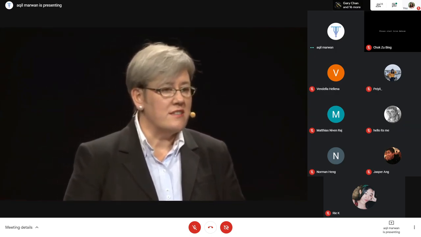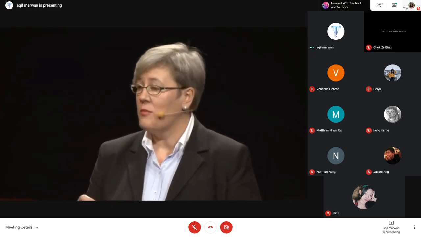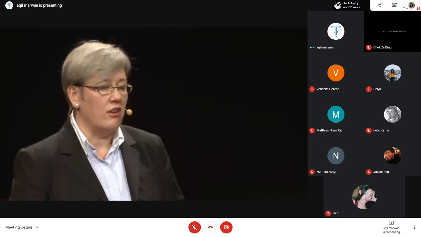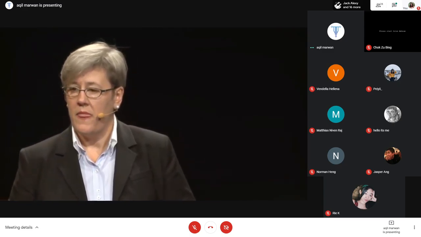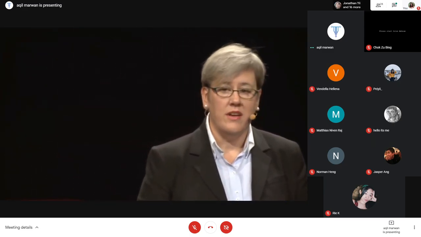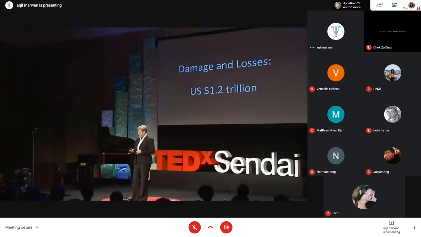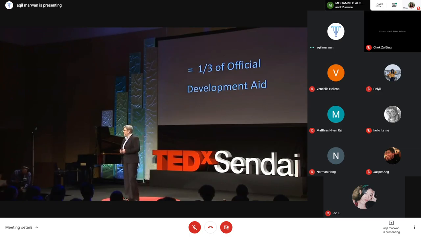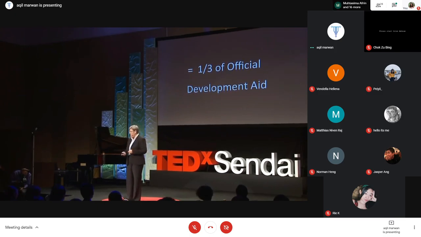Over the past 30 years, in low-income and middle-income countries alone, we have lost $1.2 trillion due to damage. That is equivalent to the GDP annually of Mexico. Another way to think of it is that it is equivalent to a third of all of the official development assistance that we've given in the same time period. So think that for every $3 of overseas development aid that we've given, we've taken one and thrown it away.